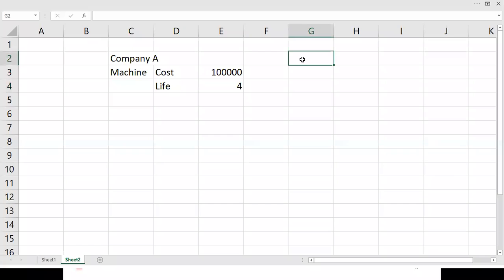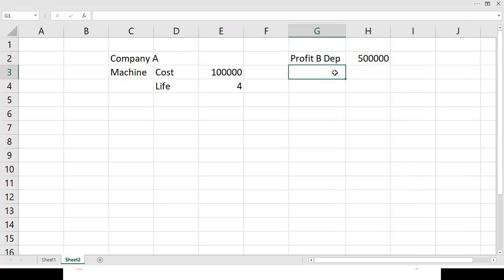Assume that the gross profit of company A is 500,000, profit before depreciation. And depreciation: how much depreciation according to the accounting rule? 25,000. Very good. Then profit after depreciation, how much? 475,000.